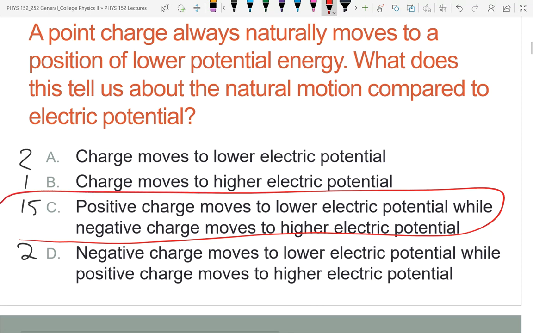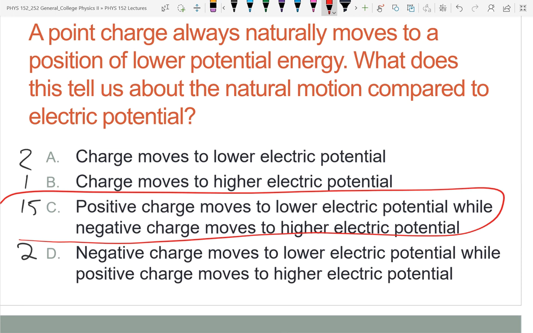The point charge naturally goes to lower potential energy, which for a positive charge is going to be lower when it goes with the electric field. And so it's going toward lower voltage, based on the last page where we went through all of that. But a positive charge is going to go toward negative charge, which is lower electric potential. Negative charge is attracted to positive charge, so it's going to go the opposite direction. It goes toward higher electric potential.